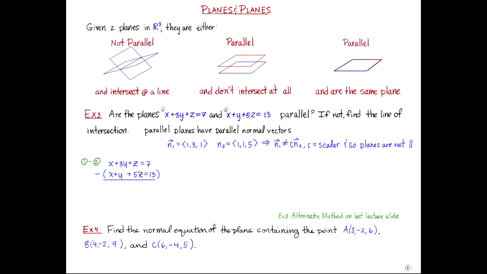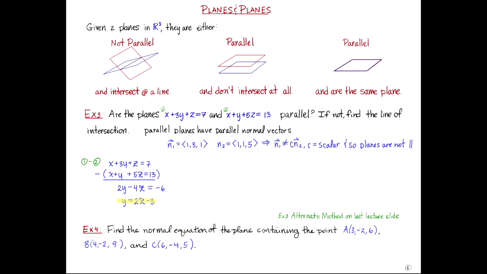Our x's cancel out. 3y minus y is 2y. z minus 5z is a negative 4z, equal to 7 minus 13, which is negative 6. We can either solve for y or z, it doesn't matter which. In this case, I think it's a little easier if we solve for y. Let's divide everything through by 2 and then add our z term to the other side, giving us y is equal to 2z minus 3.